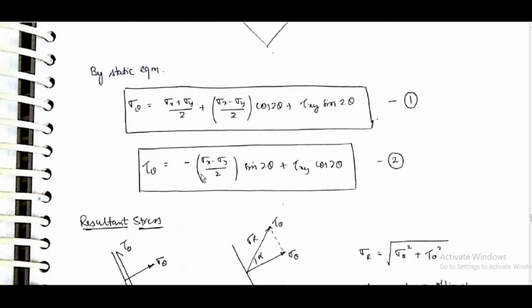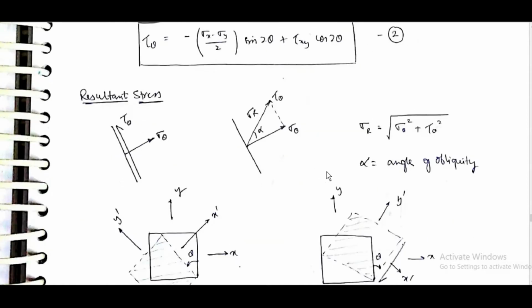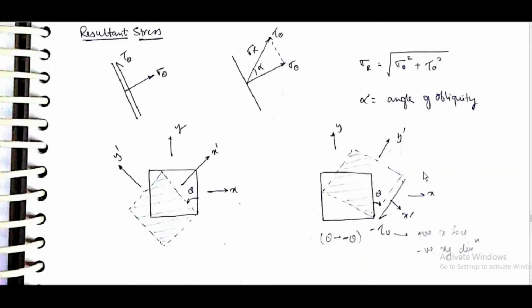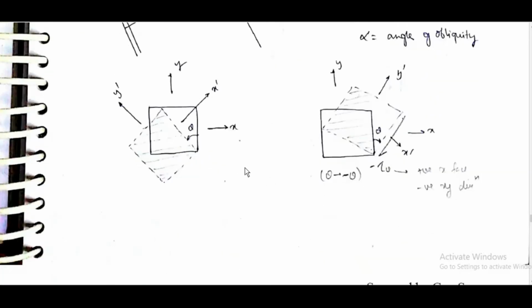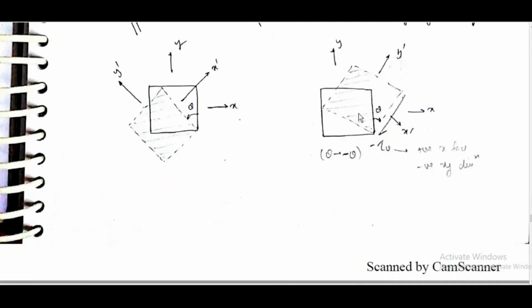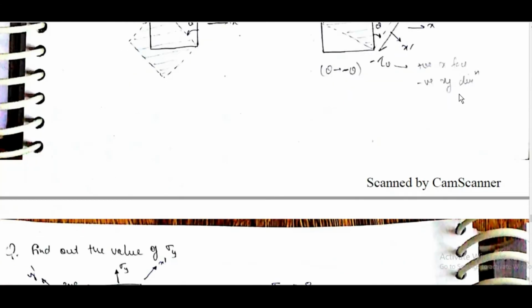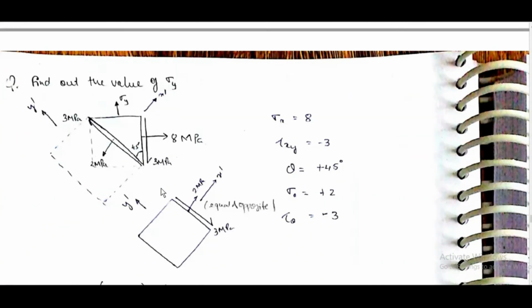Tau theta is equal to minus of sigma x minus sigma y by 2 sin 2 theta plus tau xy cos 2 theta. Resultant stress sigma r is equal to root of sigma theta square plus tau theta square. With sigma theta and tau theta, alpha is the angle of obliquity. Here theta is rotated in the anti-clockwise direction from x, y. If theta is rotated in the clockwise direction, then use minus theta.